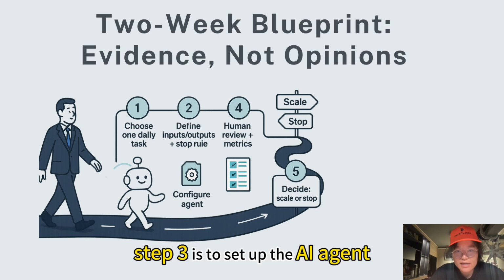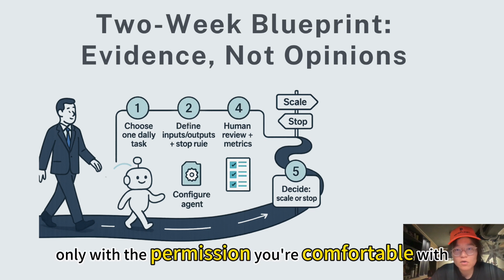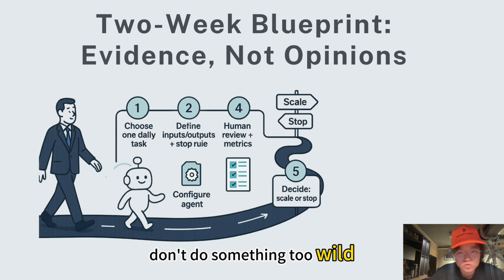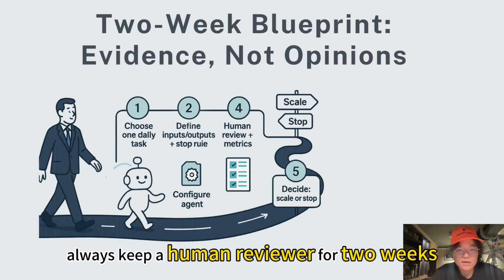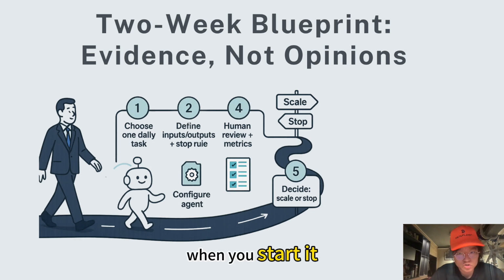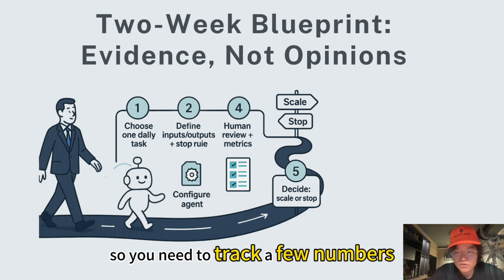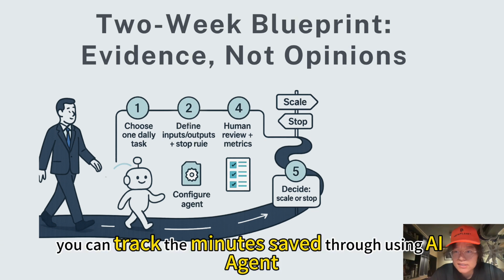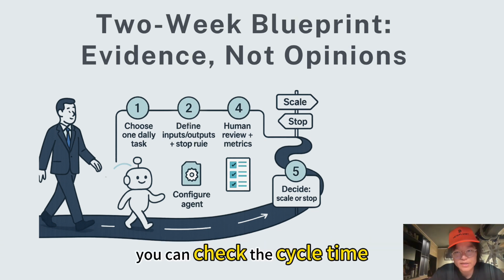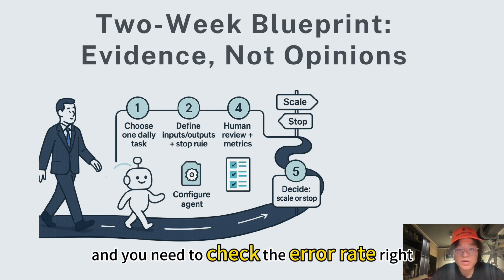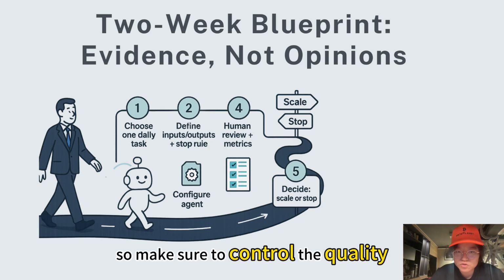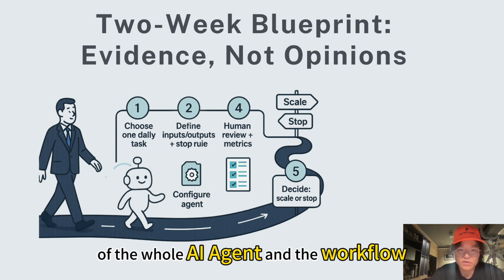Step three is to set up the AI agent only with the permissions you're comfortable with. So keep it inside your normal tools. Don't do something too wild. Step four is to always keep a human reviewer for 2 weeks when you start. So you need to track a few numbers. You can track the minutes saved using the AI agent, check the cycle time when it runs for one cycle, and check the error rate, right? So make sure to control the quality of the whole AI agent and the workflow.